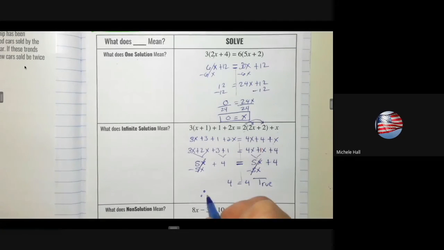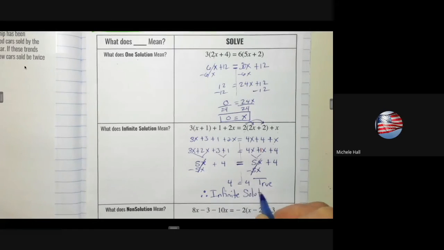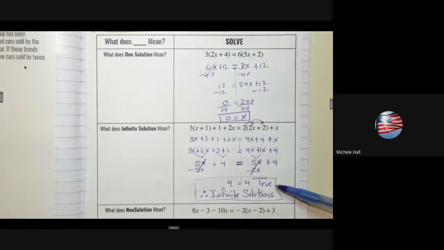Therefore, infinite solutions. I need to see your last statement to show your evidence for why it's an infinite number of solutions. You can't just put infinite number of solutions. You've got to have evidence as to why it is.